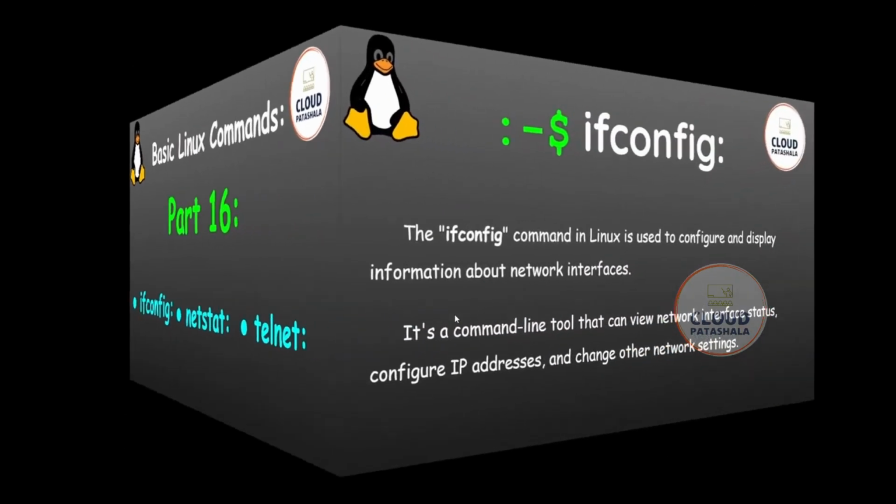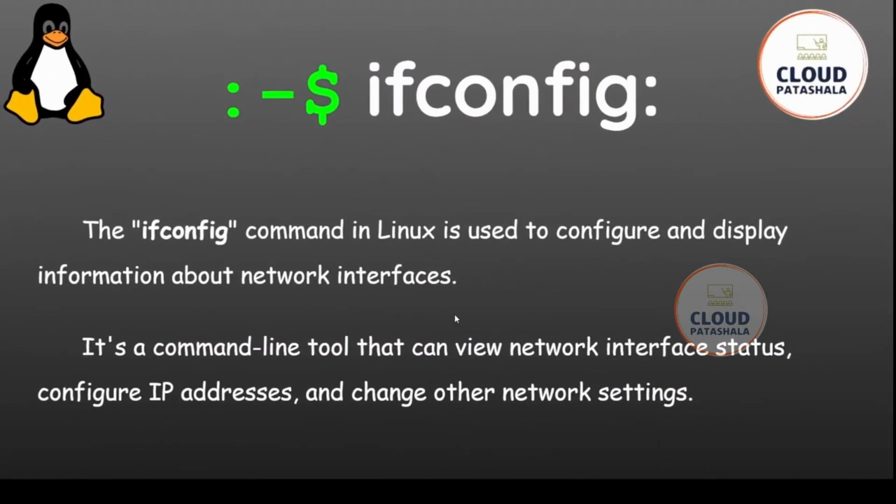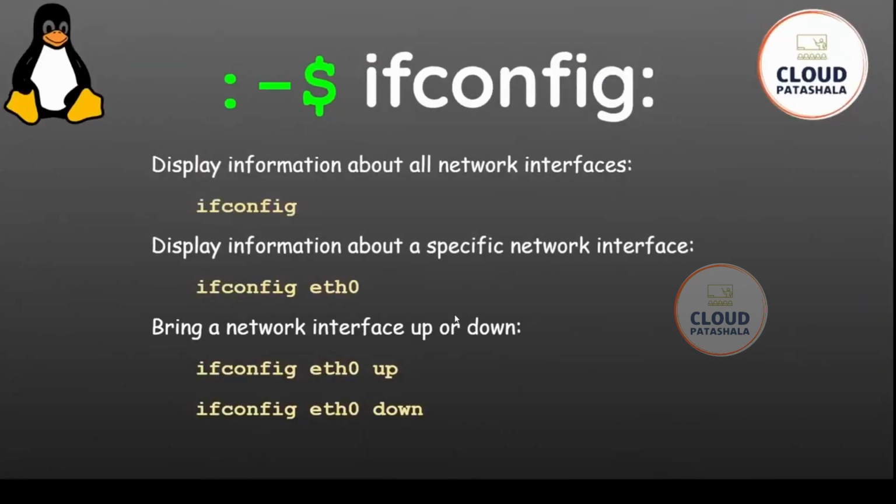Let's jump into the first command, ifconfig. The ifconfig command is a Linux command used to configure and display information about the network interfaces. It's a command line tool that can view network interface statuses, configure IP addresses, and change the network settings if needed. In order to display the information of the network interfaces, you could just type in ifconfig.